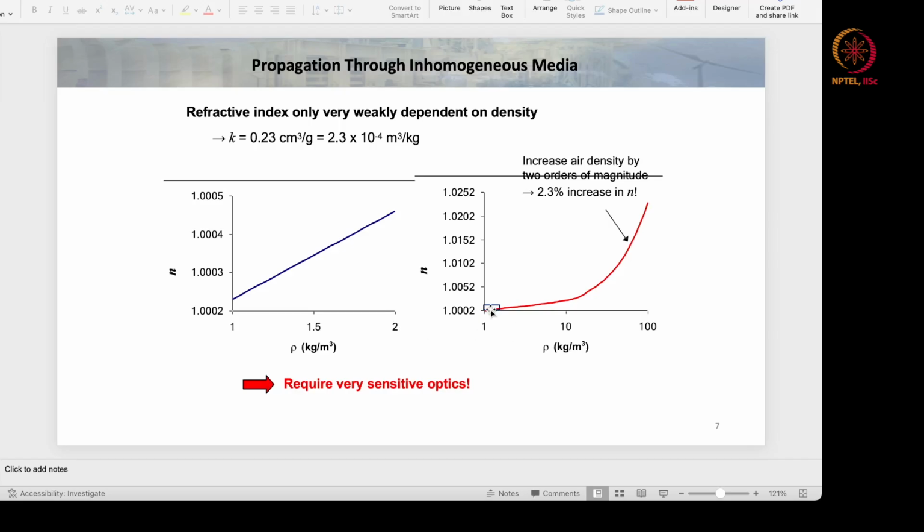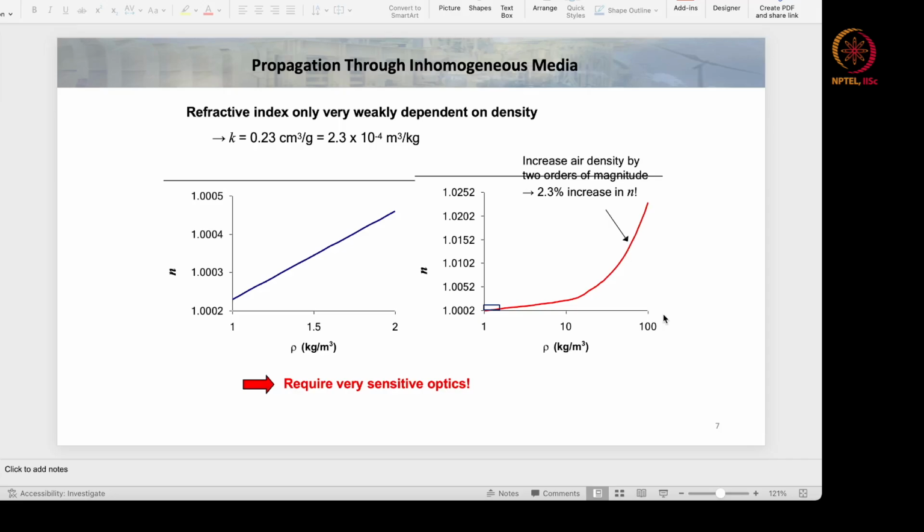To make matters worse, if we plot now a large variation in density, so here you can see the density is plotted from 1 all the way up to 100. So there is a 2-order change in the value of density, but this 2-order change only leads to about a 2.3% increase in n. The n increases by only 2.3%, even for 2 orders change in the density.